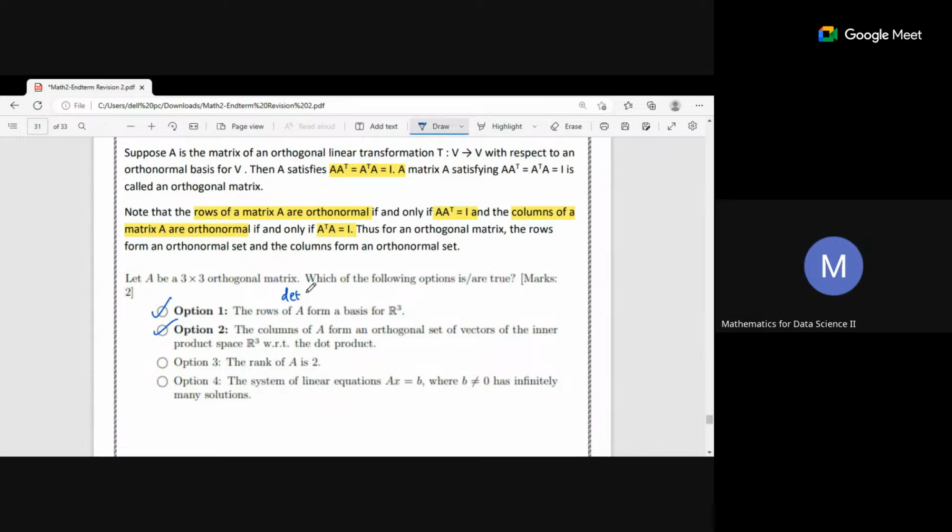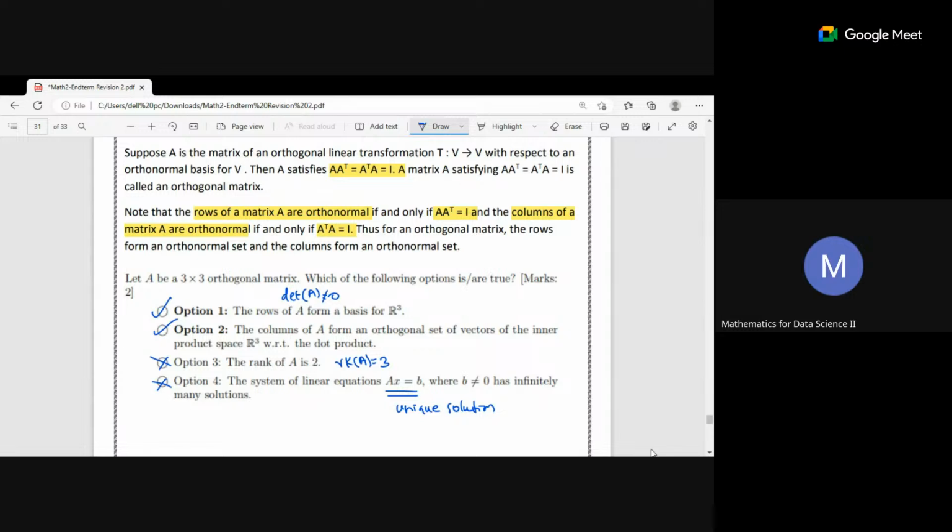What about the determinant? We have already discussed. It is non-zero, we know. Rank of A is equal to 3, so the option claiming otherwise is incorrect. The system of linear equations Ax equals B: since the determinant is non-zero, what do you know about this system? It will have a unique solution. So this answer is incorrect.